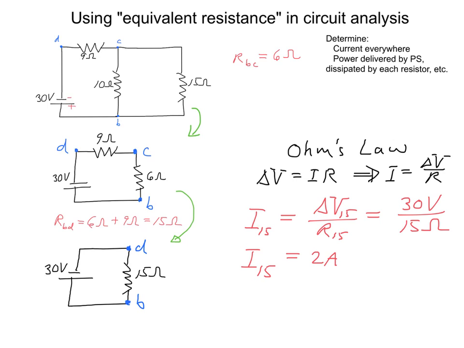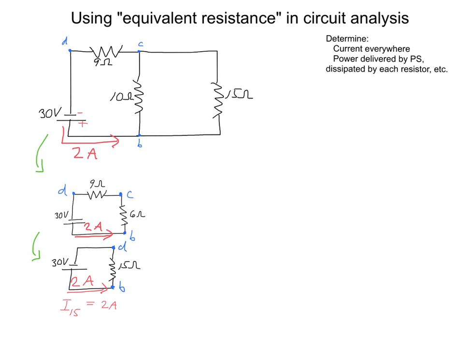Now, by the junction rule, this 2 amps that's flowing into point B and flowing out of point D, that's also flowing through the power supply. So the power supply current, if you will, is also 2 amps. Okay, so let's update our original circuit diagram accordingly.